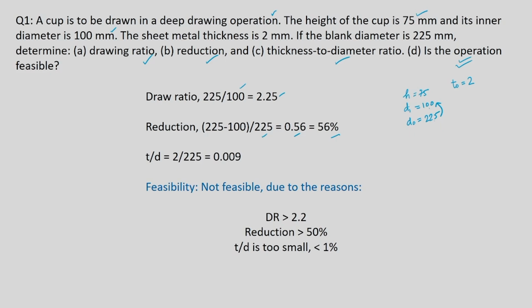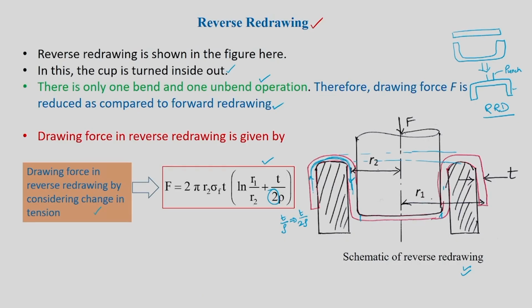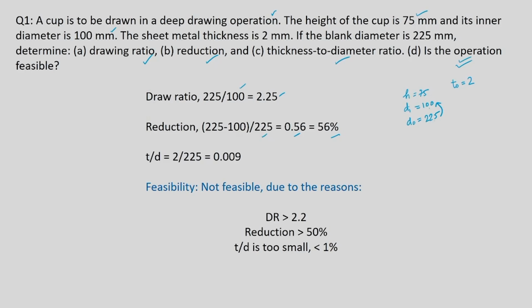This reduction is somewhat similar to R1 by R2, but not exactly the same. Anyway, now the second one is calculated, and the thickness to diameter ratio is straightforward, T by D. T is given as 2, D is 225, so it is about 0.009, you can check it. These are all calculated, but is the operation feasible or not?